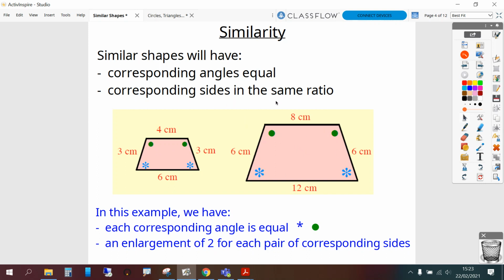And the corresponding sides in the same ratio means that we are multiplying each side by the same thing all the way around to get the bigger one. So 3 times 2, 6, 4 times 2, 8, 3 and 6 again, and then on the bottom 6 times 2 again, 12. So in this example we have each corresponding angle equal, and we have an enlargement of 2 for each pair of corresponding sides.